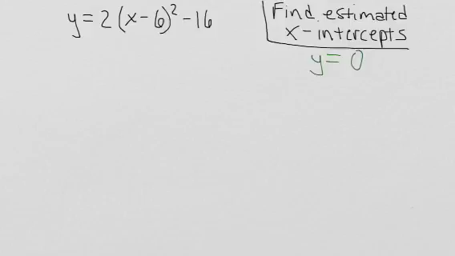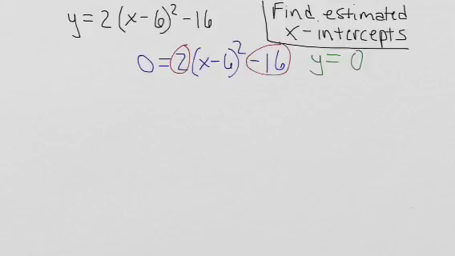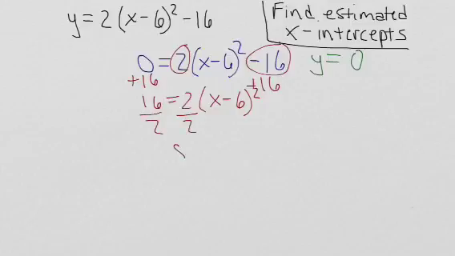So, let's rewrite the problem. 0 equals 2 times (x minus 6) squared minus 16. Again, we have outsides, 2 and negative 16. So I want to get rid of those. So we got to get rid of the minus 16 by adding 16. It's going to leave me with 16 equals 2 times (x minus 6) squared. I now need to get rid of the 2 by dividing. So I'm going to get 8 equals (x minus 6) squared.